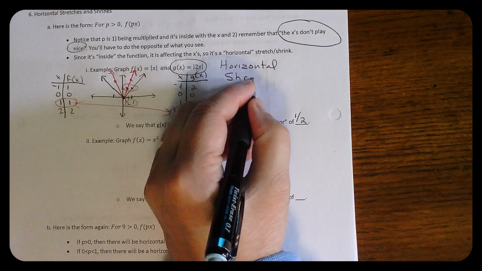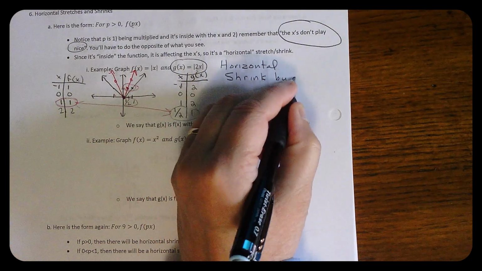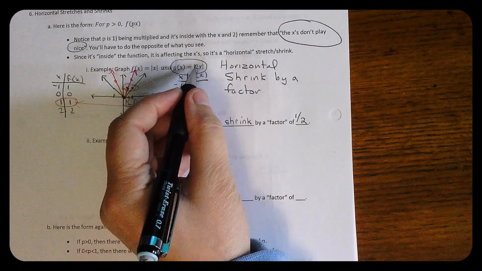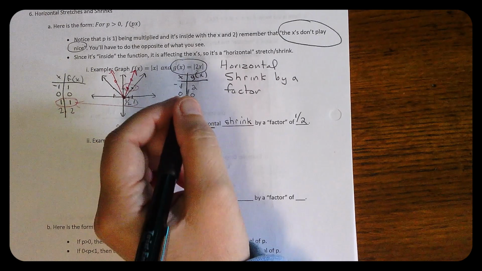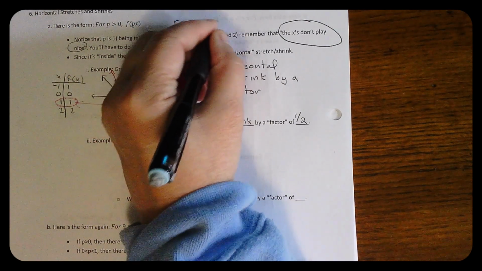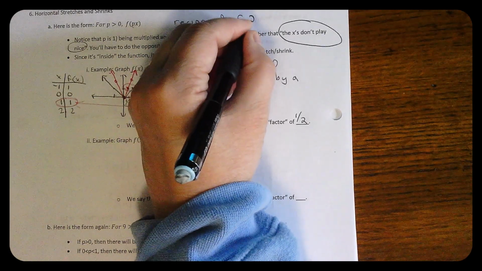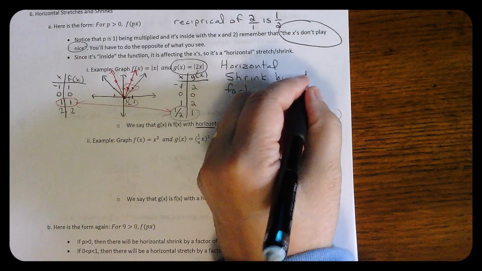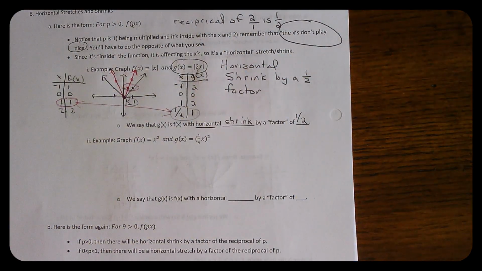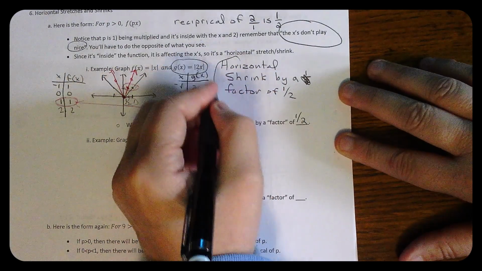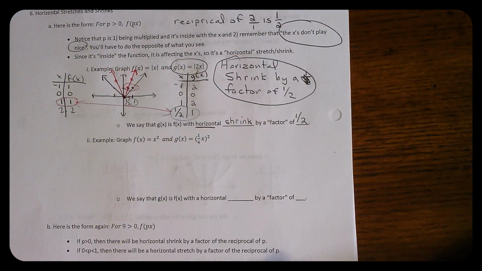It's the opposite. It's a shrink by a factor, not of 2. What's the reciprocal of 2? Okay, reciprocal of 2 over 1 is 1 over 2. See, this is the hardest. The x's don't play nice, by a factor of 1/2. All right, that's how you think about it.